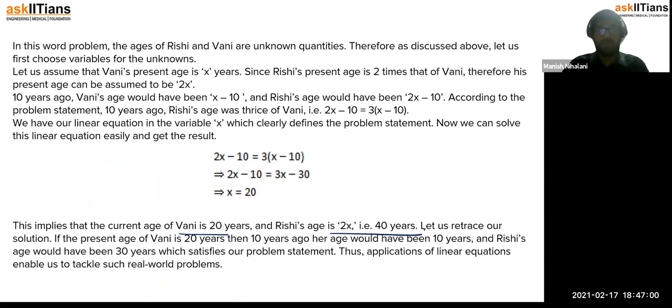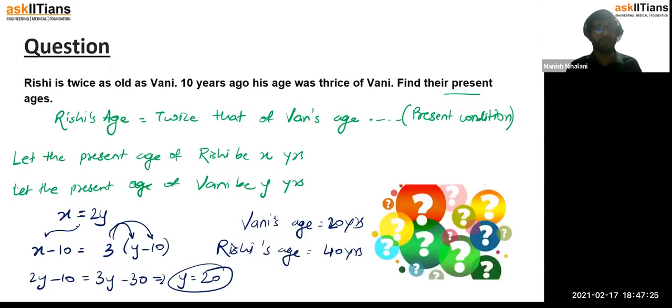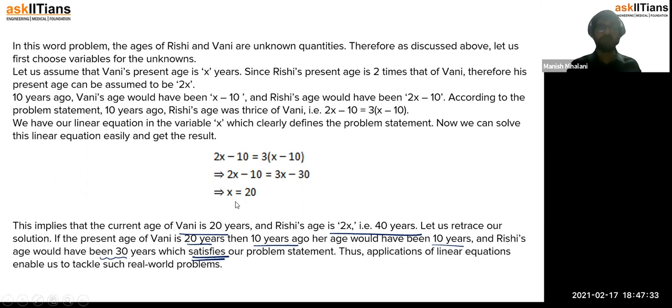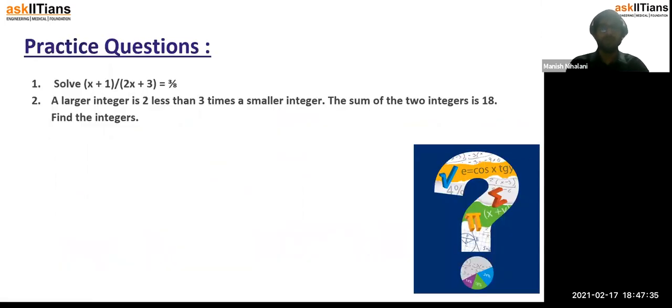Again let us retrace our solution. If the present age of Vani is 20 years, then 10 years ago her age would have been 10 years. Rishi's age would have been 30 years, which satisfies our problem statement. Right? These real life problems can be solved just if we know how to solve linear equations. We did not do any rocket science, we just substituted the value of one variable in the other equation and we got the values, right? So this is how linear equations work.